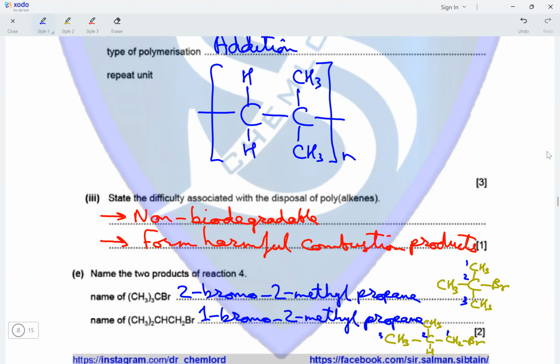The first compound is a tertiary halogenoalkane and the second compound is a primary halogenoalkane. The first one is the major product and the second one is the minor product of reaction 4.